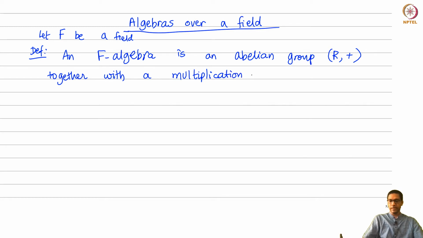So what is a multiplication? A multiplication is a map. It's a binary operation, if you wish. Let me just call it dot. So multiplication is a map R cross R to R, which takes a pair A, B to A dot B. Okay, it's a binary operation, and so with a multiplication map and a scalar multiplication map.